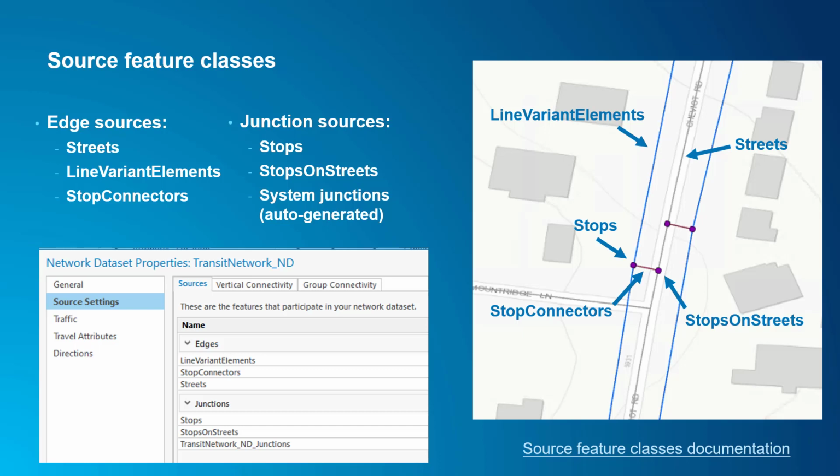Your network will also include one other feature class for junctions. This feature class is automatically generated when you build the network dataset. It adds a point feature to each location in the network where edges connect to one another, unless you've already defined a junction in that location explicitly. This feature class is called System Junctions, and it's managed automatically for you. You don't need to do anything with it, and you should just leave it alone.